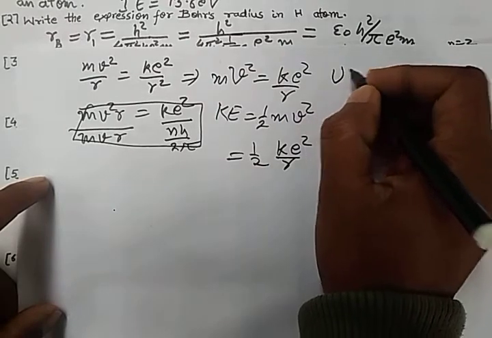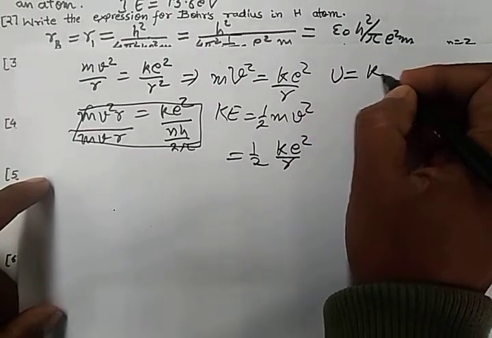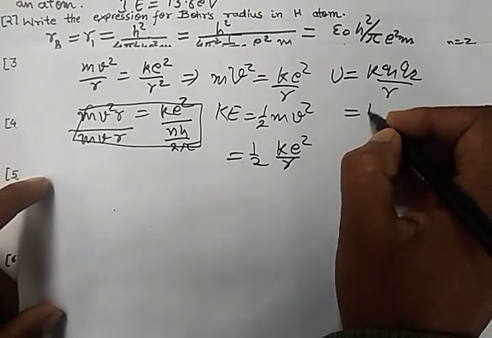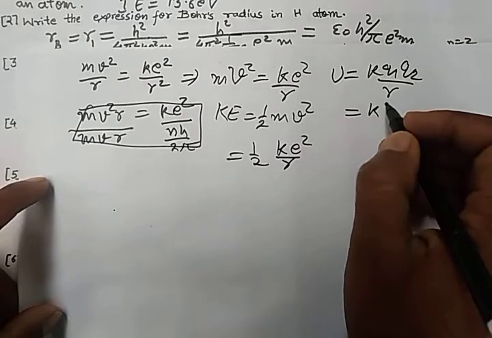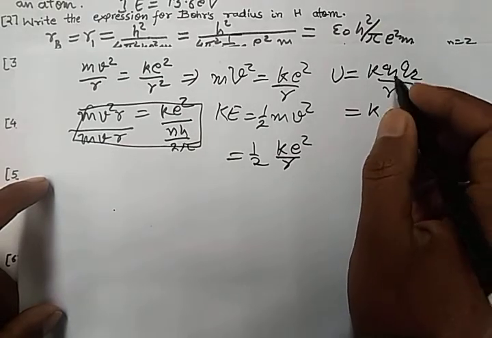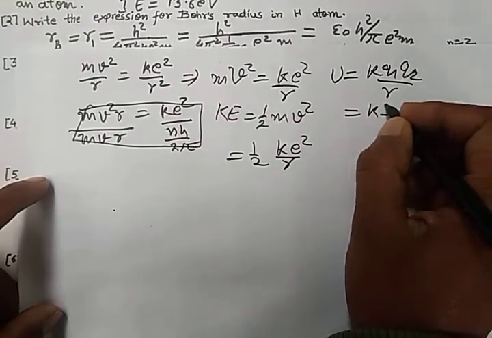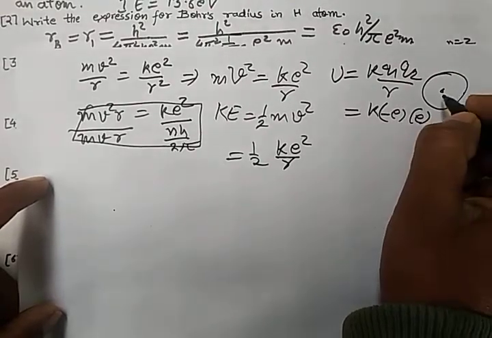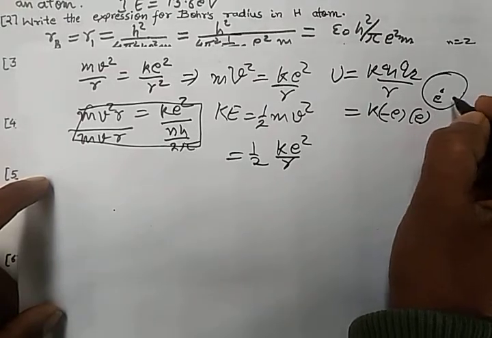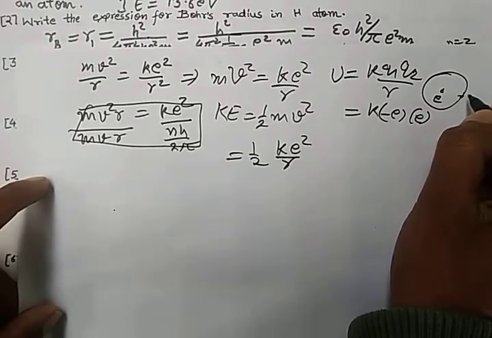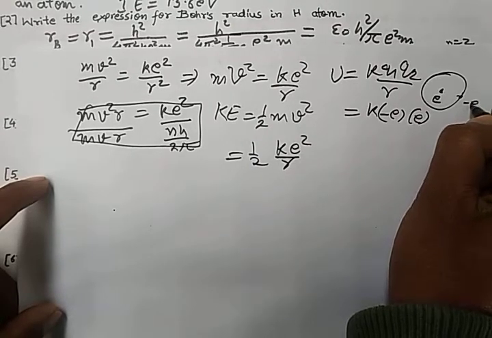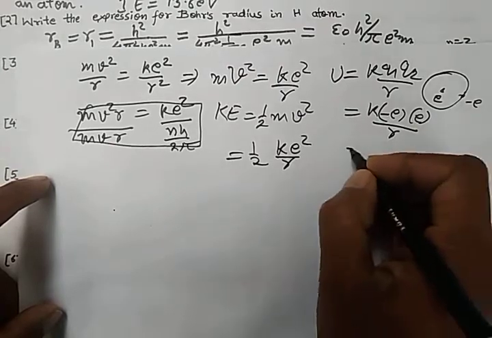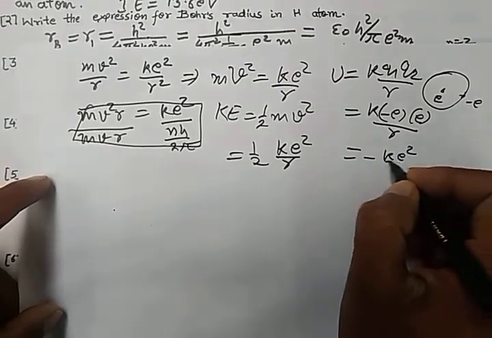Second, we know the potential energy of two charges is k q1 q2 upon r. So here k is 1 by 4 pi epsilon naught. q1 is electron, q2 is proton, because in a hydrogen atom only these two things are there. Proton charge is plus e and electron charge is minus e. And the distance between them is r, so it is minus ke square by r.